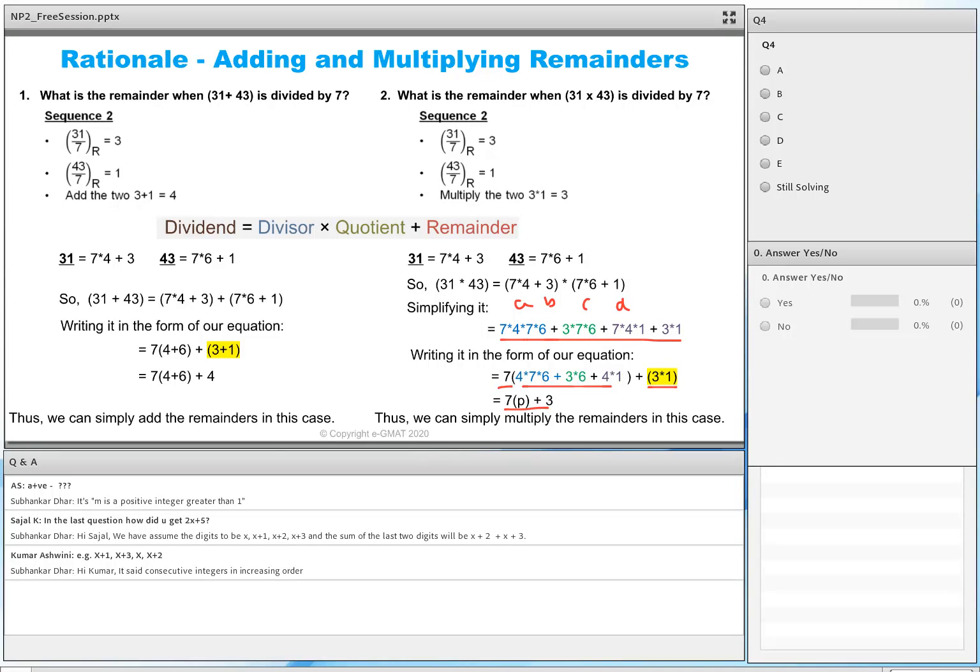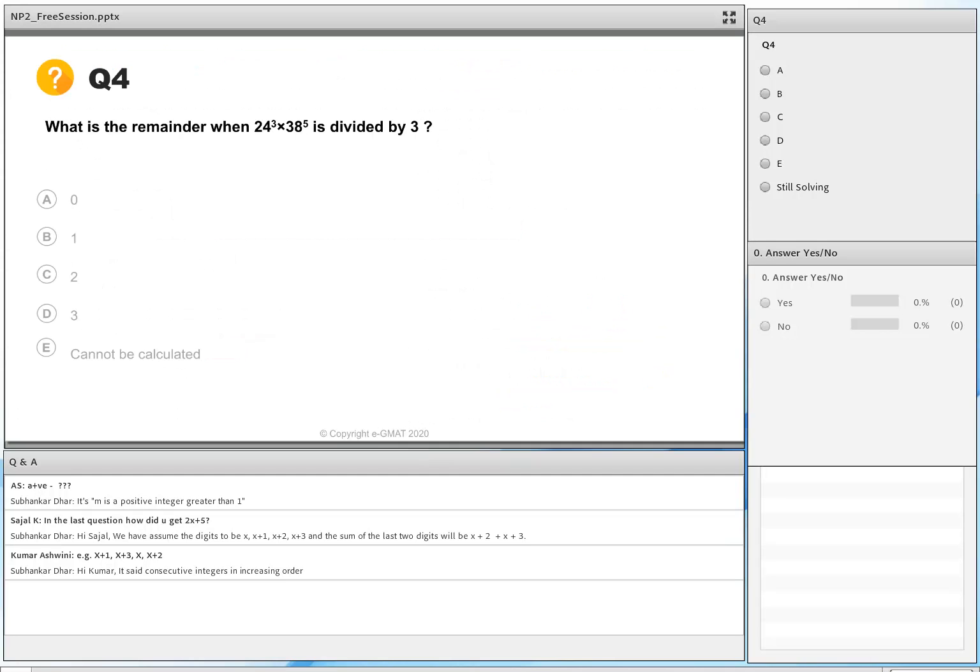Now with that, you have already marked still solving. So what I'm going to do is close the broadcast and let's move on to the next question. We would try to apply what we have learned till now. So this is question number 4.